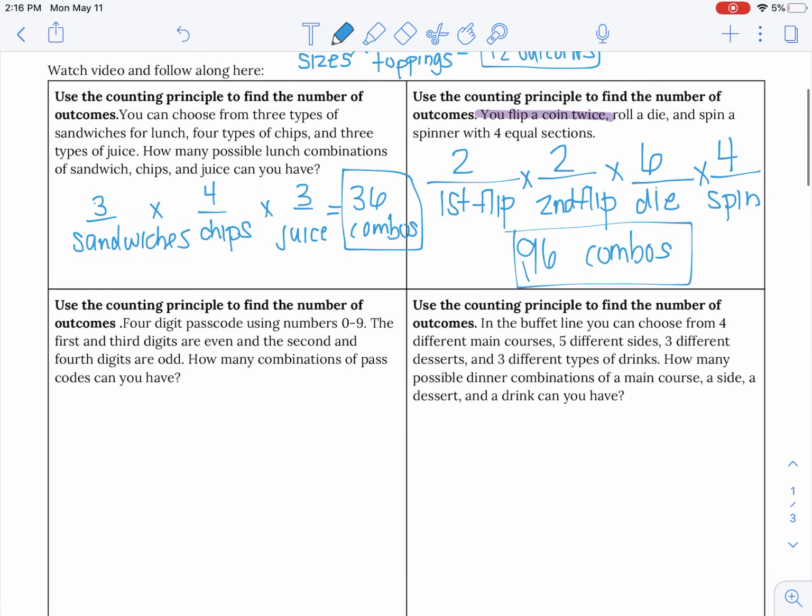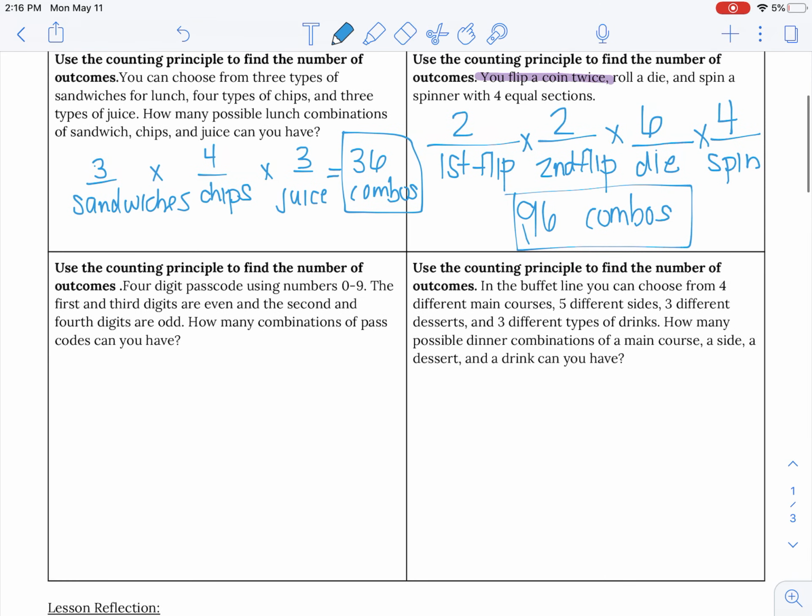Moving on to example number 4. This one is a little tricky because there are a lot of specifics, so pay close attention. A 4-digit passcode using the numbers 0 through 9. The first and third digits are even, and the second and fourth digits are odd. How many combinations of passcodes can you have? This probably seems overwhelming if you were to read this without me helping you out. When you have something like a license plate or a passcode, things that have many different options, you want to actually give yourself a space to work in.